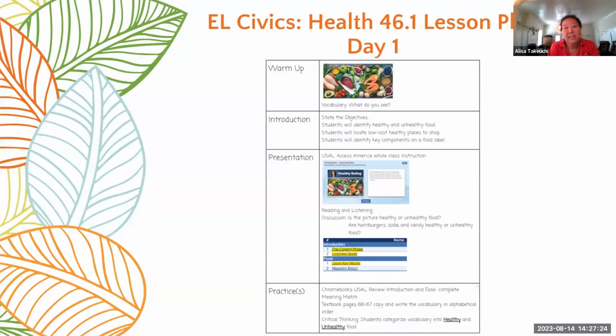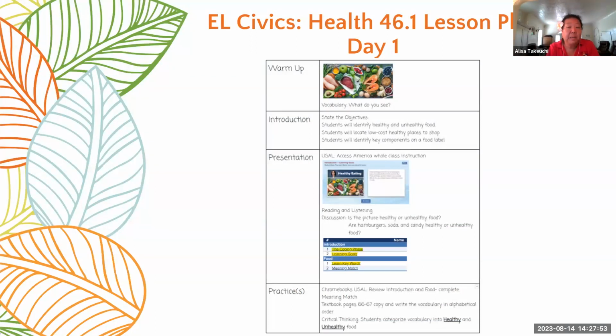So this is just a snippet of what one of my lesson plans could look like, just for day 1. I use the WPIA lesson format, and I start with a warm up, getting the students introduced to the topic with some familiar information and vocabulary words. I'm stating their objectives, taking them straight from the EL Civics co-op and also from my textbooks. And then I'm introducing them to Access America.